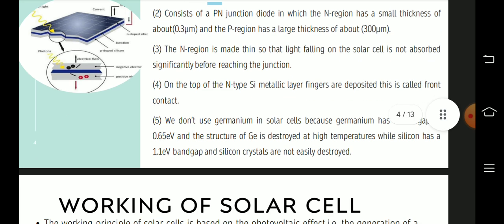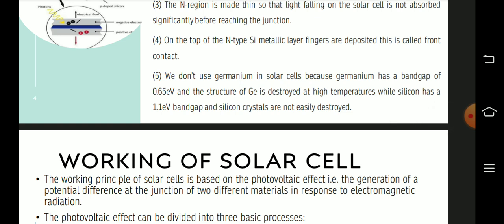the n-type. We don't use germanium in solar cells because germanium has a band gap of 0.65 electron volt, and the structure of germanium is destroyed at high temperature. So we use silicon in the solar cell because the band gap of silicon is 1.1 electron volt, and silicon crystals are not easily destroyed. So this is the viva question: why do we use silicon in solar cells in place of germanium.